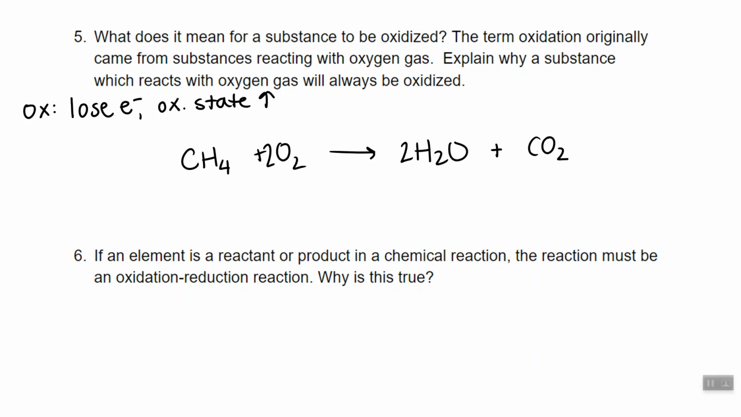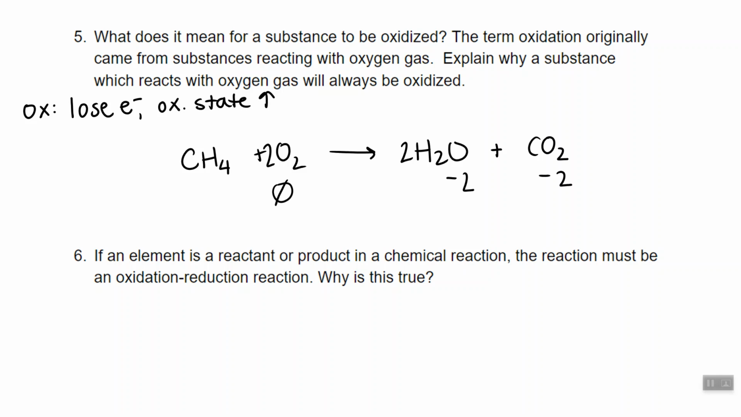Because oxygen is an element, right? We have O2 in its standard state. Its oxidation state is always going to be 0. So then over here, we see that oxygen has to be reduced because it's going from 0 to being in a compound. And in a compound, its oxidation state is -2. So that means then that my hydrogen, or my carbon rather, must be being oxidized because oxygen will always be reduced.